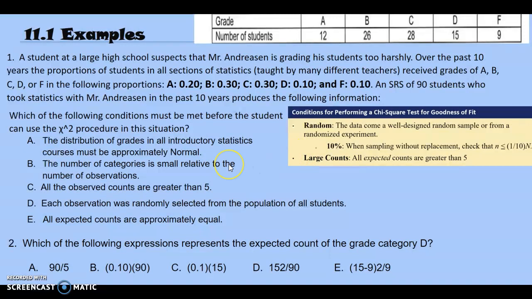For the first question, it says which of the following conditions must be met. So again, that's going to take us to D because we need each observation to be randomly selected first before we move on with our process.